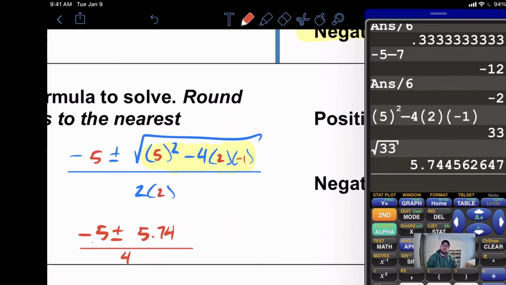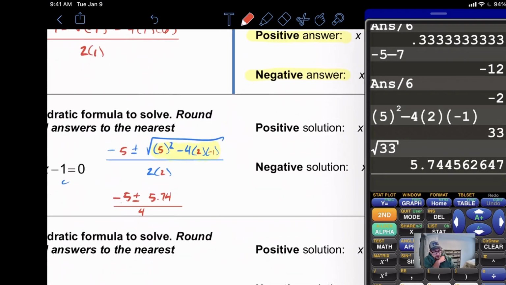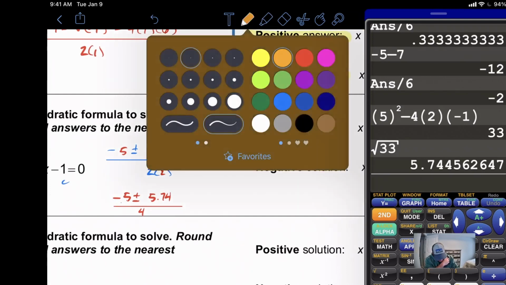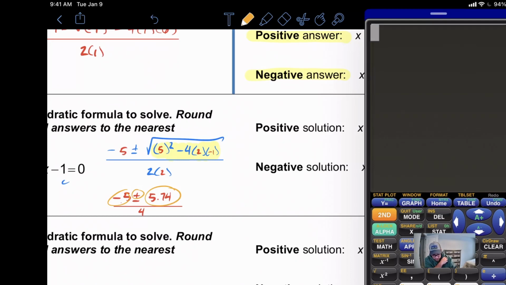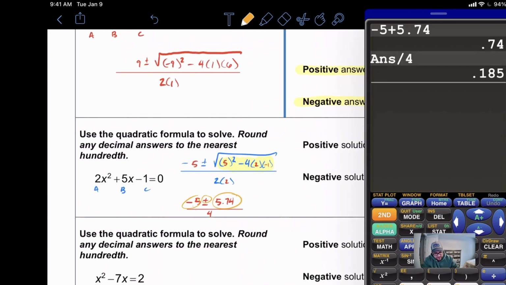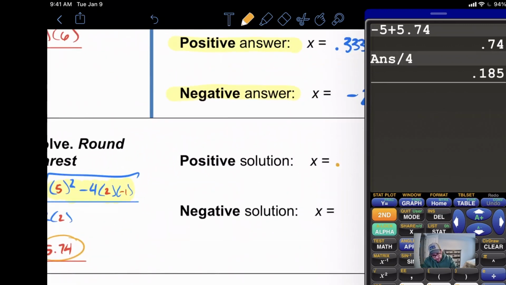Now, to finish this problem off, of course, we're just going to get our 2 answers. So we're going to take negative 5 plus 5.74, and then divide that by 4 to get our first answer. Now that one's positive, so I'm going to put it in the positive slot, 1 or 0.185.